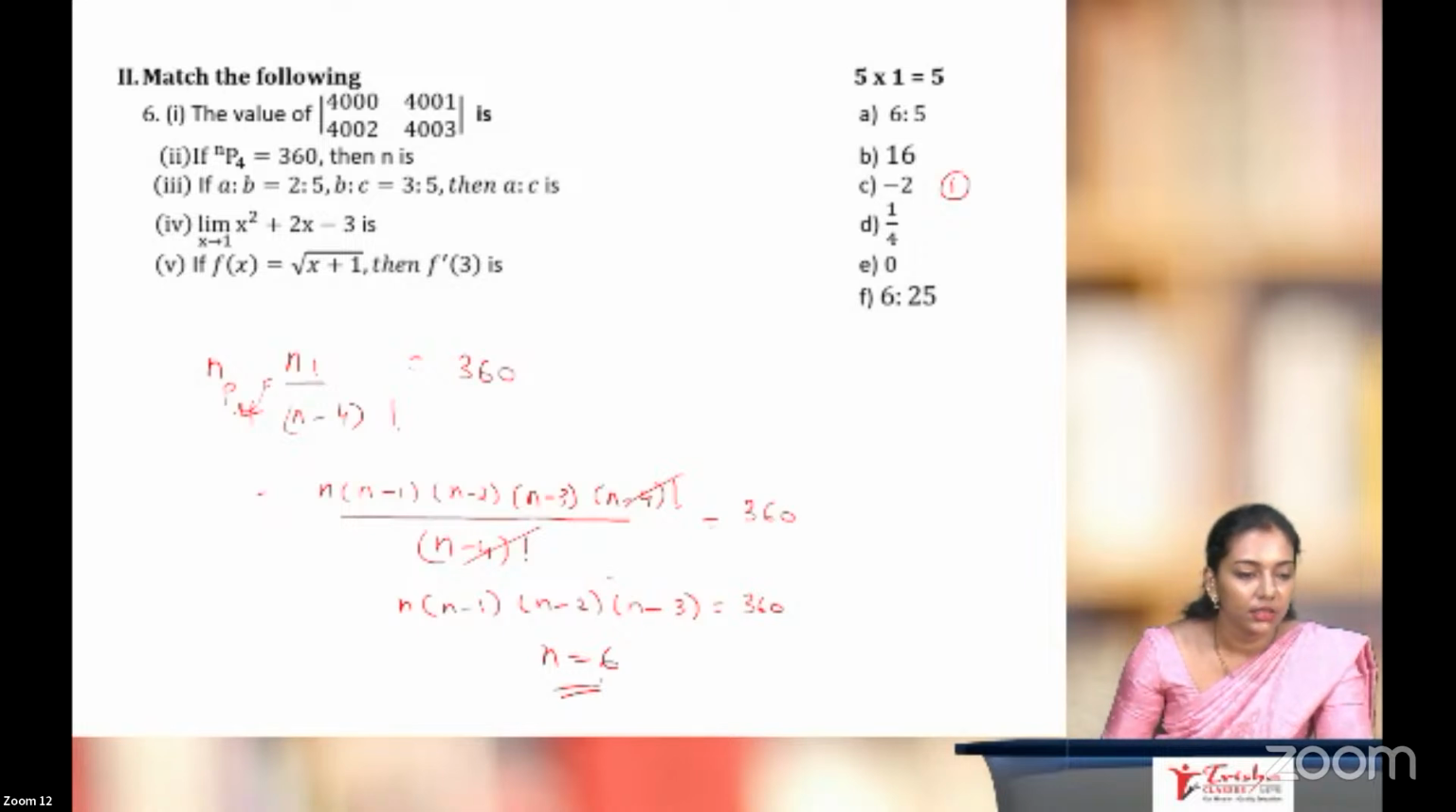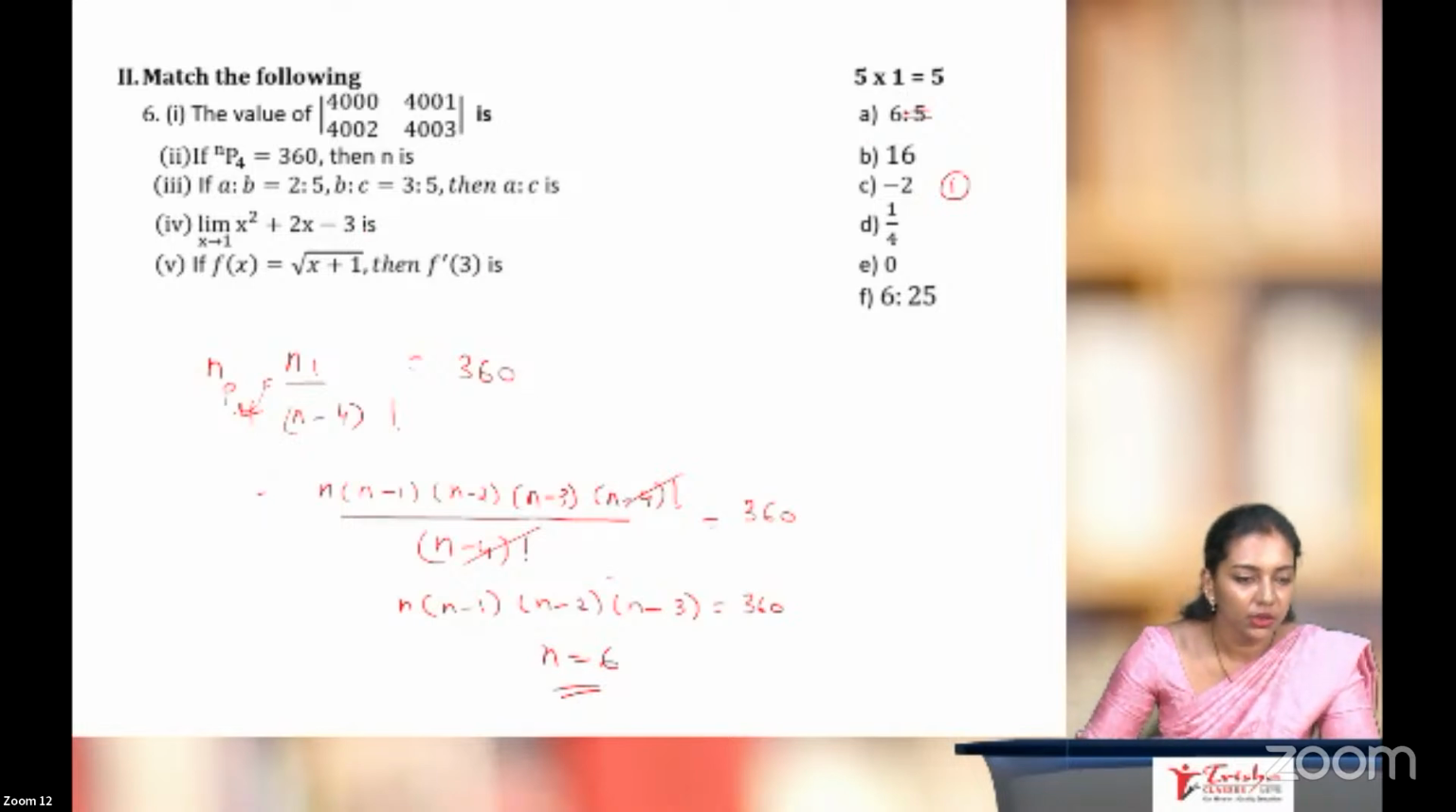Next. If A is to B equal to 2 is to 5, then A is to C. So use the compound ratio. So you can actually use compounding ratio. So multiply.